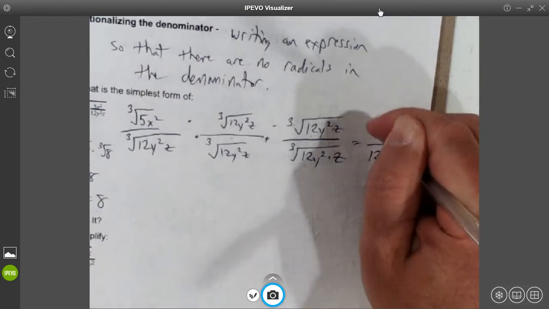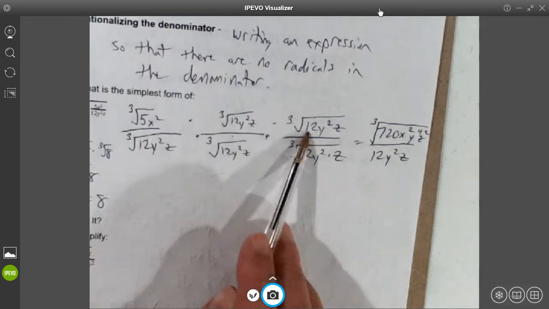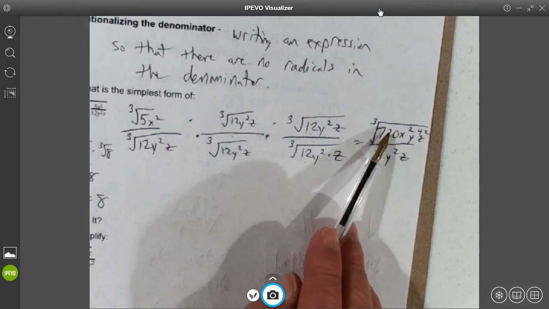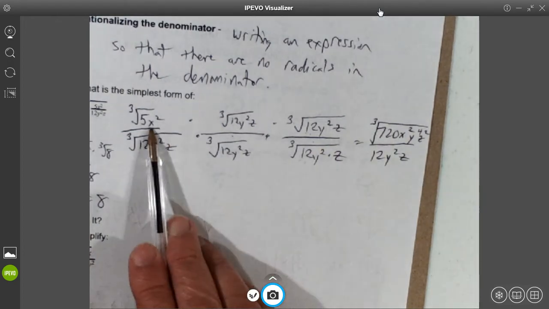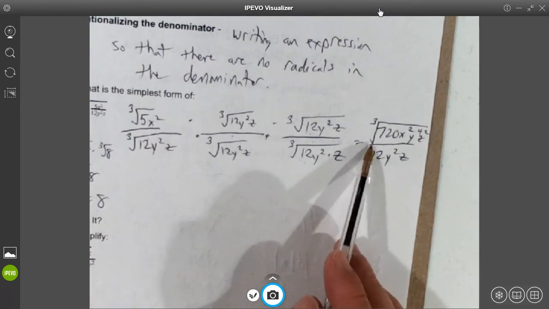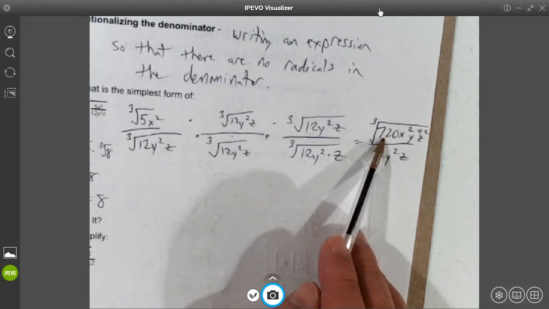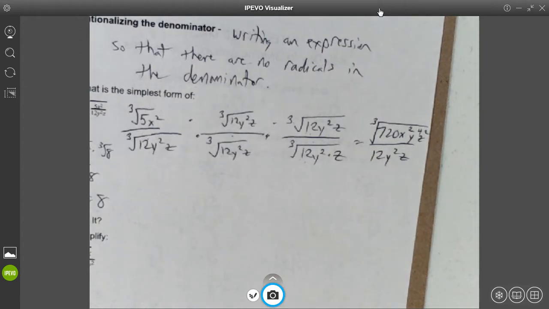Now that is still underneath a cube root. If I do a cube root times a cube root times a cube root, I get another cube root. Now again, this didn't all cancel out like I did here because this one's not the same. So now, I've gotten rid of the radical in the denominator, but can I simplify this at all? Does 720 have any factors that are perfect cubes?